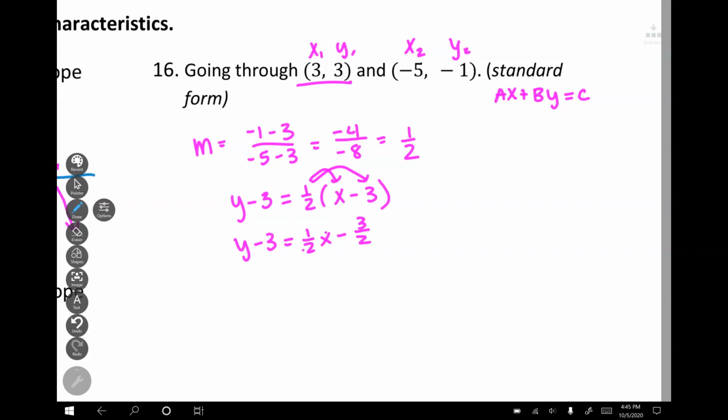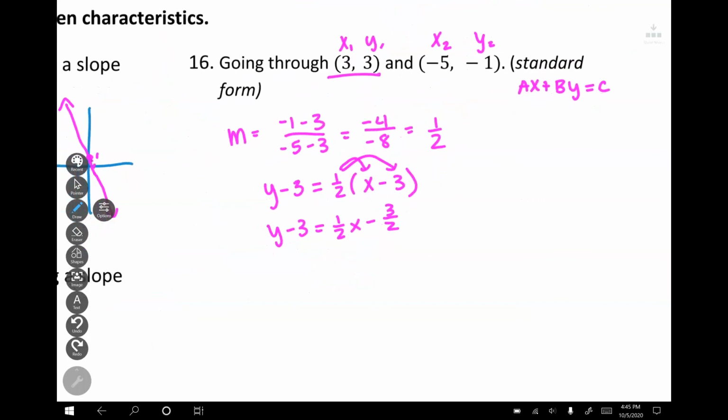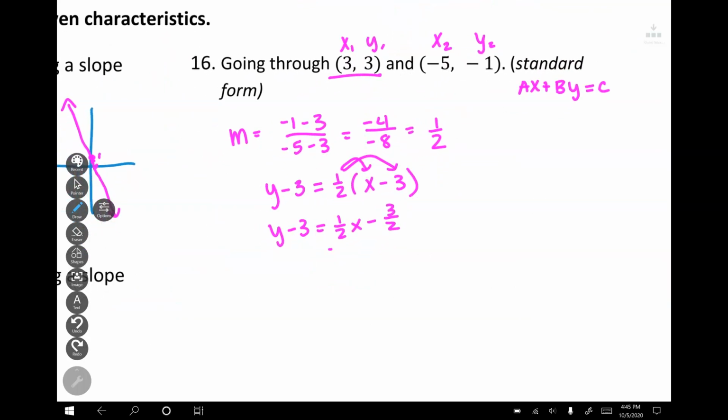Now I'm going to move this term with the x to the other side because it does have to be the first term in the equation. So minus 1/2 x. And I'm also going to add the 3 to the other side. Alright, so that gives me negative 1/2 x plus y equals 3/2.